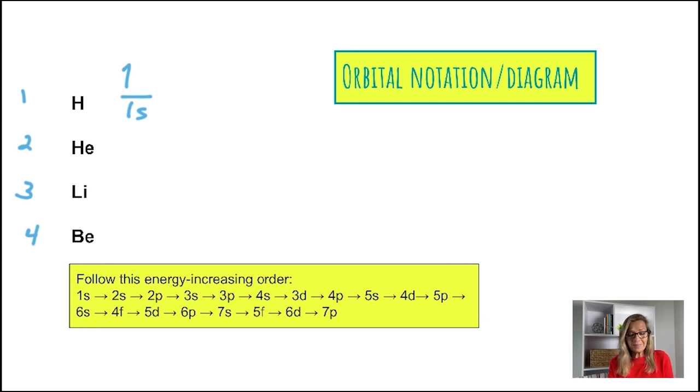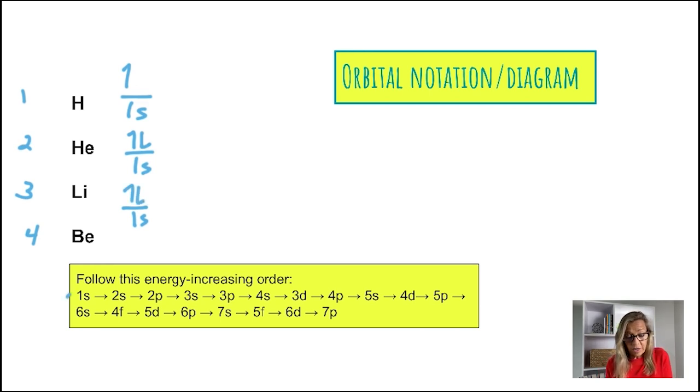That's it. It's done. The next one is helium. Where do those 2 electrons go? Well, we can put 2 electrons in the 1s orbital. So let's put them both in there. One is spinning one way, one the other way. 2 electrons, done. So the next one, well, let's see, we've got 3 electrons. Where do the first 2 go? They go in the 1s orbital, and that orbital is now full.